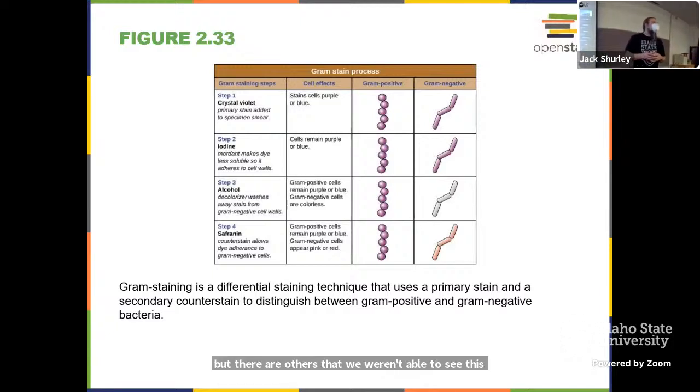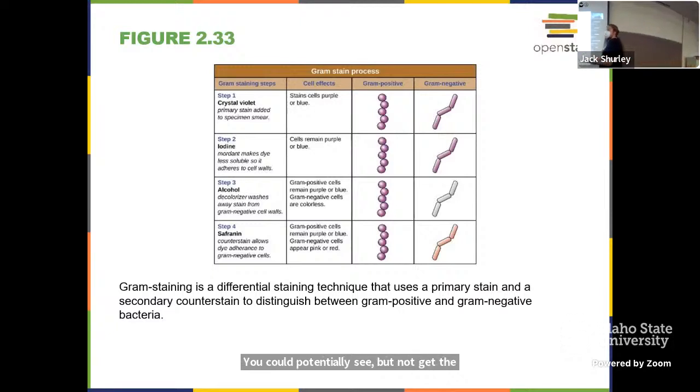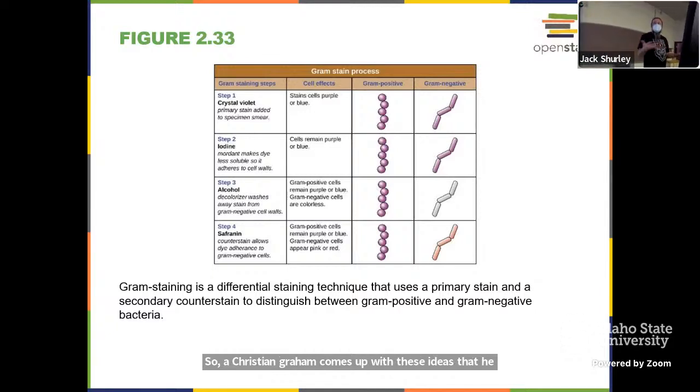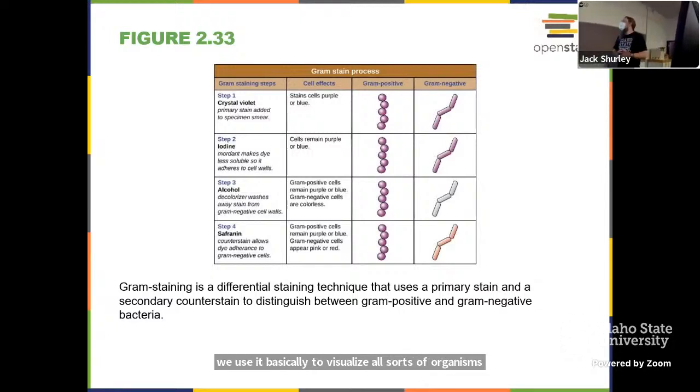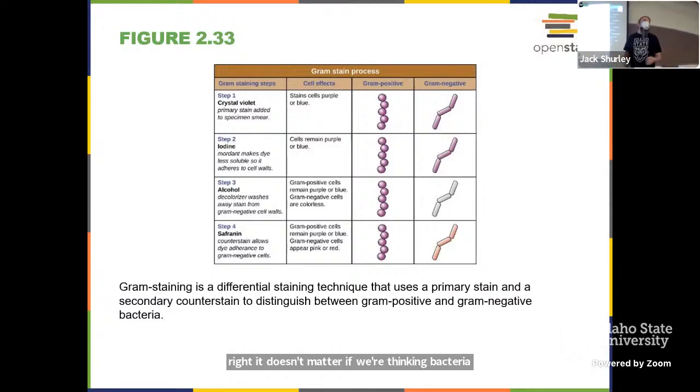You could potentially see, but not get the details about it based off of some of the counter staining with tuberculosis. We'll get that in 1 second, all right? So Christian Graham comes up with these ideas that he wants to be able to visualize pulmonary bacteria, and now we use it basically to visualize all sorts of organisms, right? It doesn't matter if we're thinking bacteria, this is almost always one of the first things that occurs, all right?